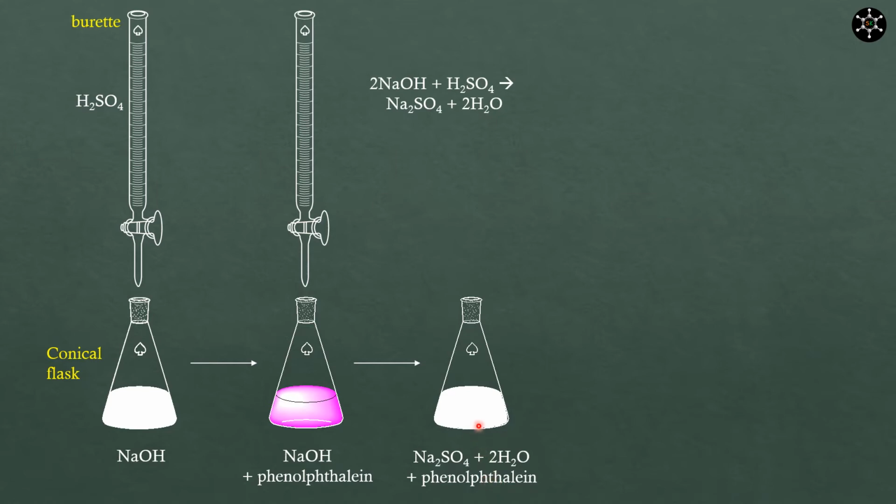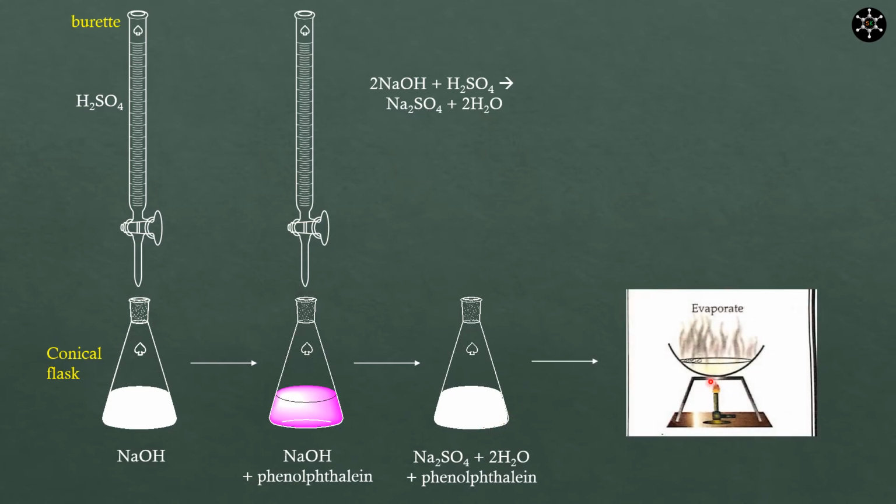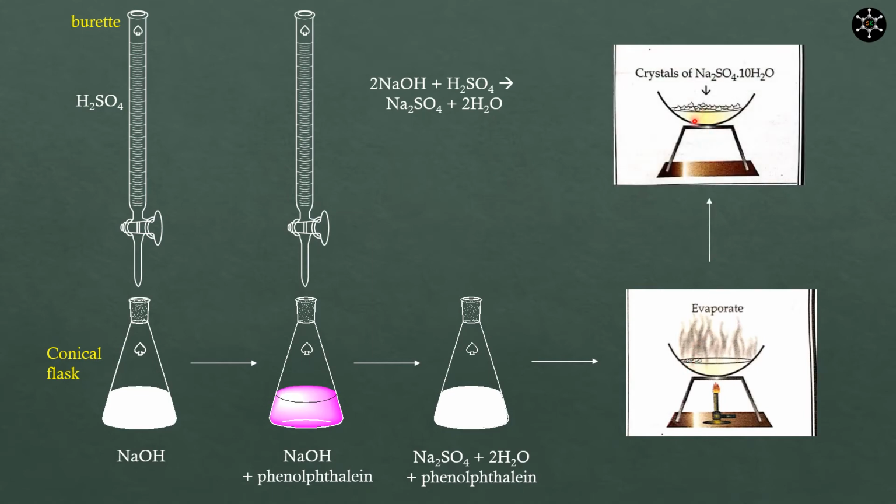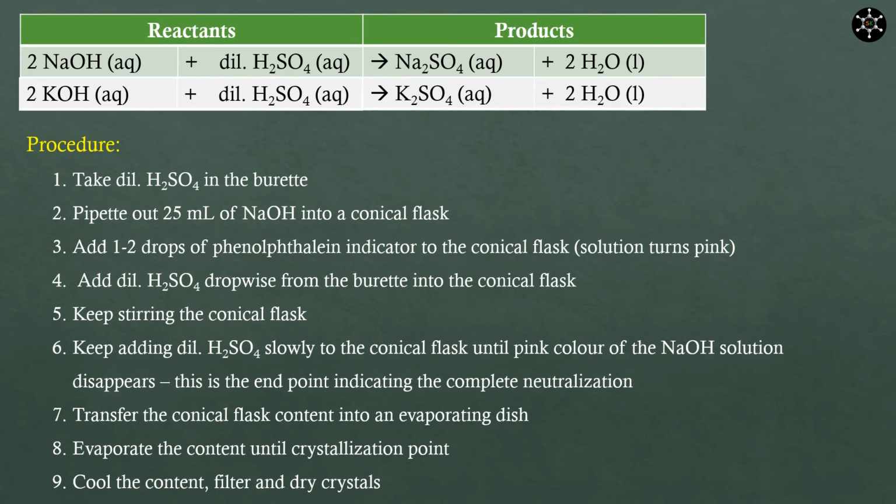We need to transfer this sodium sulfate solution into an evaporating dish and evaporate it off until we get a hot concentrated solution or until we reach the crystallization point. Allow it to cool in some corner without disturbing so that the crystals of sodium sulfate decahydrate separate out. Filter and dry to get the dry compound. You can go through the procedure in detail in this slide.